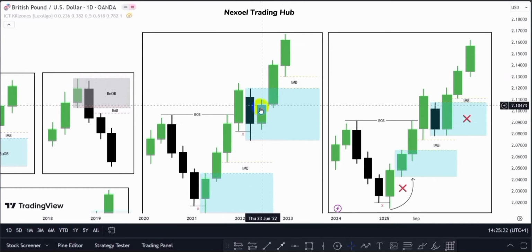This is not our first candle. This is inside within this candle. So this is an invalid order block.